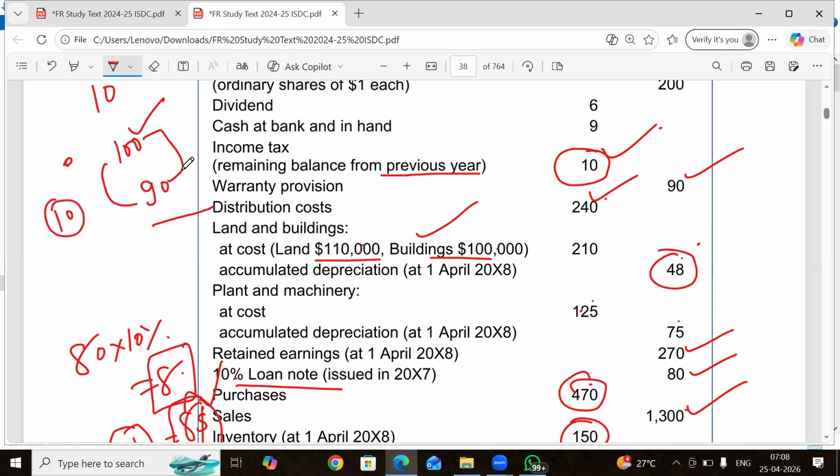But what has happened is, if it is 90, there will be no balance left over. In fact, you made a provision of this much and you reduced it. But the point is, here they say that there is a remaining balance from the previous year. That means maybe the provision you made at the beginning of the year was 90, at the end 100. That means you made an extra provision of 10, over provision.